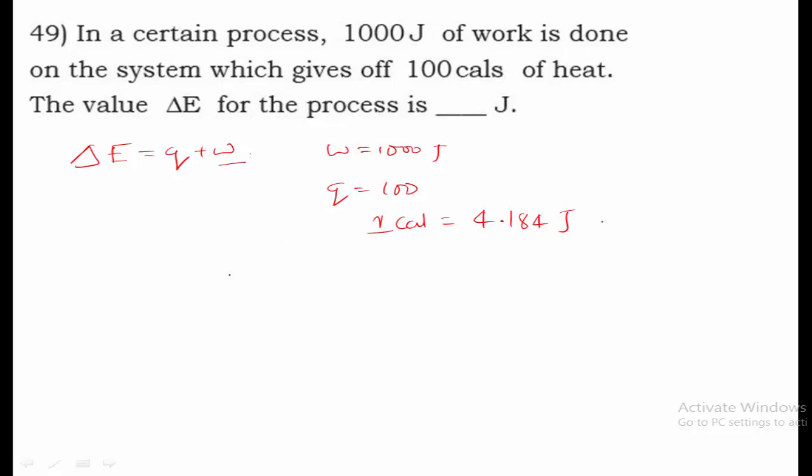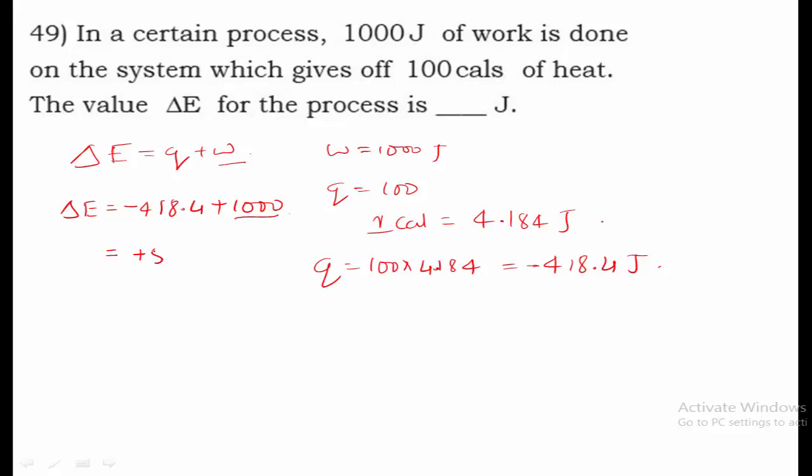Convert this into joules. How will you convert that? Q is equal to 100 × 4.184, which gives 418.4 joules. So solve this. Delta E is equal to Q, which is minus because it gives off heat, so exothermic, so minus 418.4, plus 1000, because work is done on the system. So what will we get? Plus 581.6 joule. This is the delta E value.